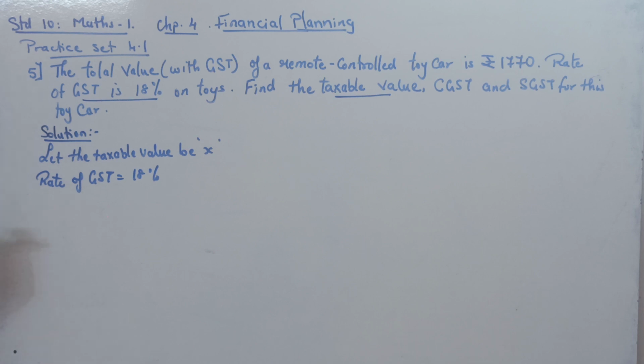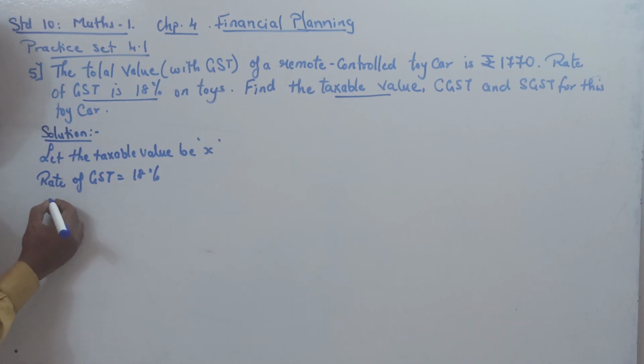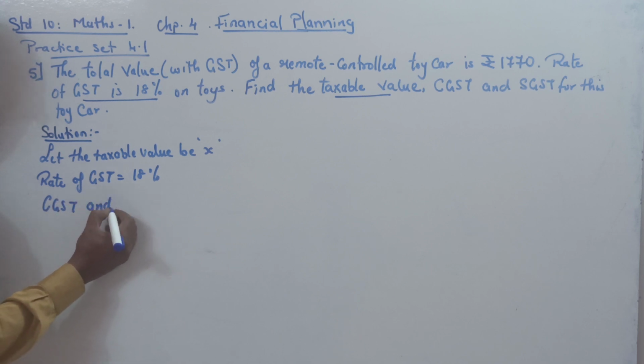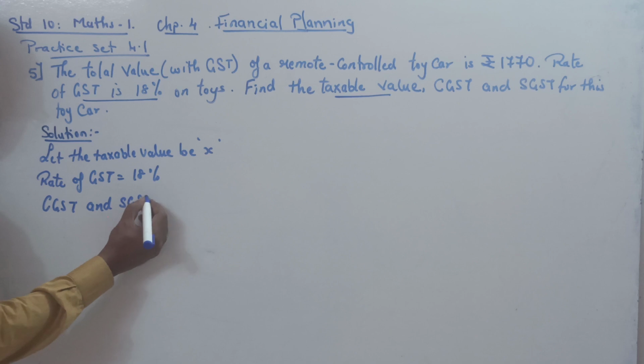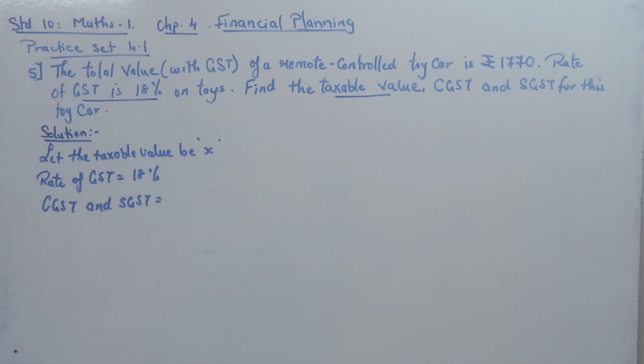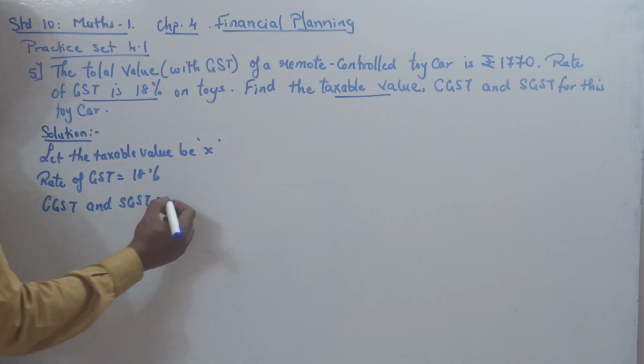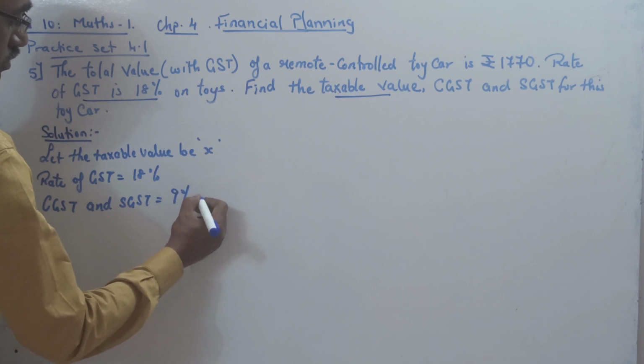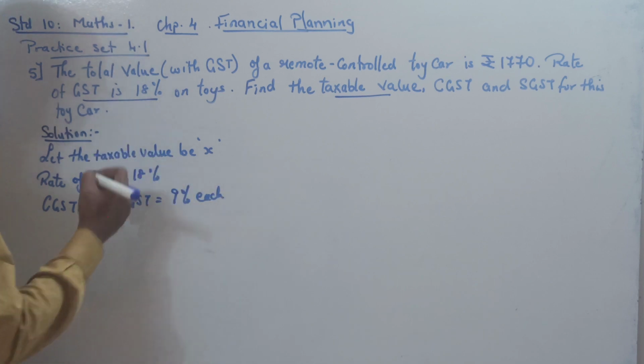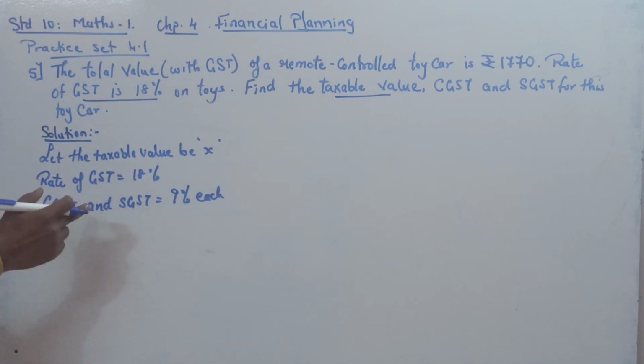Then, since the rate of GST is this, you have got CGST and SGST. That is equal to how much? 9% each. That's why it has come to 18%. 9% of this, 9% of this. So 9 plus 9 is 18.